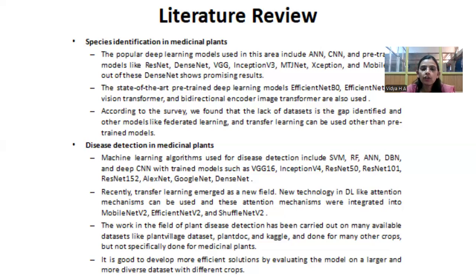And the work in the field of plant disease detection has been carried out on many publicly available datasets like Plant Village dataset, Plant Doc, and Kaggle datasets. And it is also done for many other crops, but not specifically done for medicinal plants. It is good to develop more efficient solutions by evaluating the model on a larger and more diverse data set with different crops.